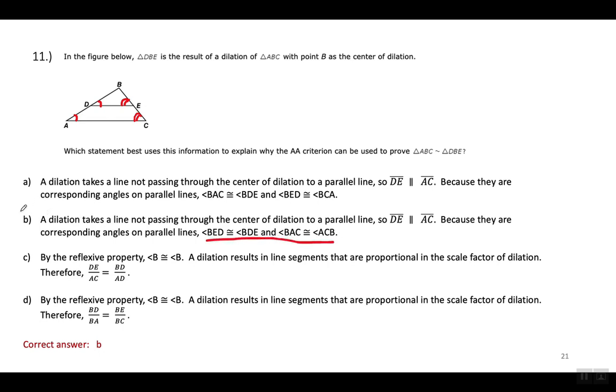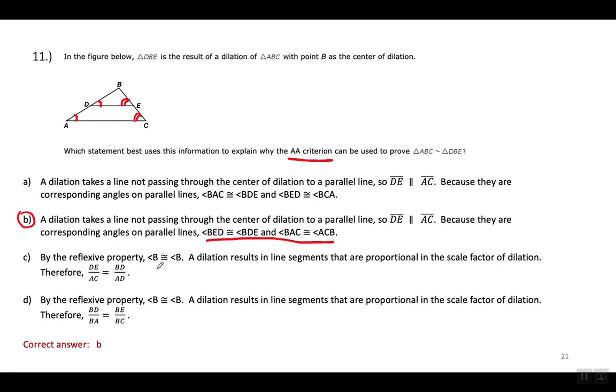Now, why is this question tricky? Because if you look at the other answers, there are other answers that look like they might be correct, but let's look at why they're wrong. And by the way, if it's tricky, it's going to be tricky on the test also. So look at C and D. Keep in mind that the question says which statement best uses this information to explain why the angle criterion can be used. In letter B, we're showing that you have two angles in one triangle that are congruent to two angles in another triangle.